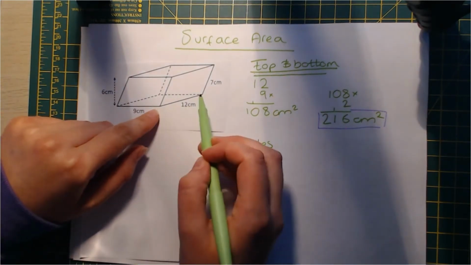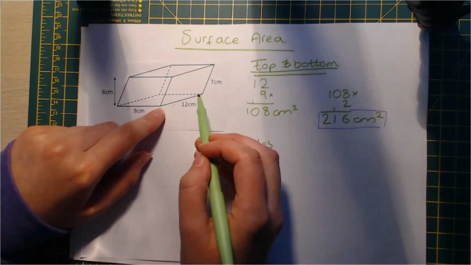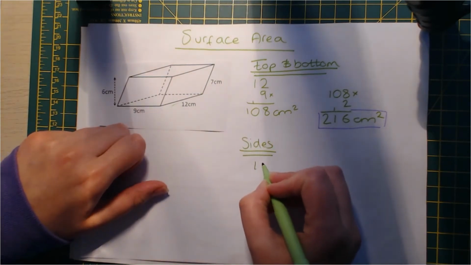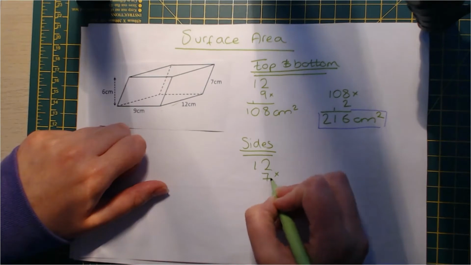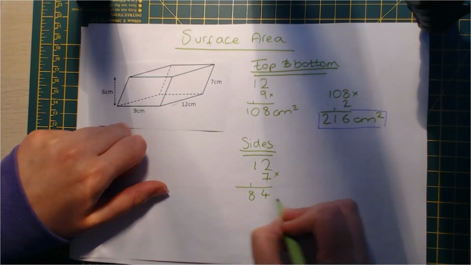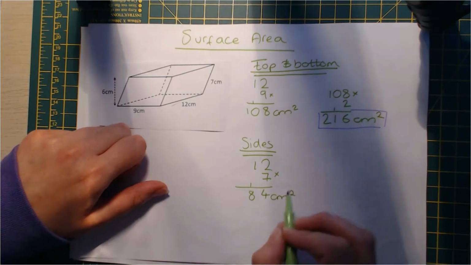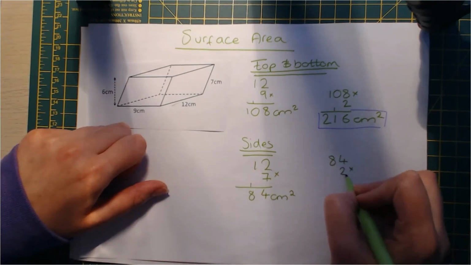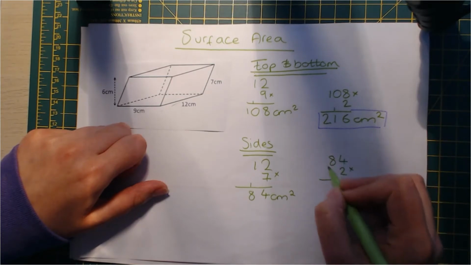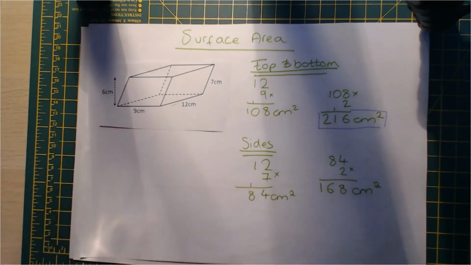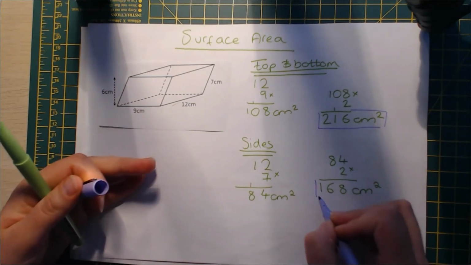So these sides here, 12. These are rectangles as well. 12 centimetres multiplied by 7 this time. 12 multiplied by 7. Okay, so 84 centimetres squared. Again, that's just one of them. So 84 multiplied by 2. Okay, 168 centimetres squared. That's both of our sides.